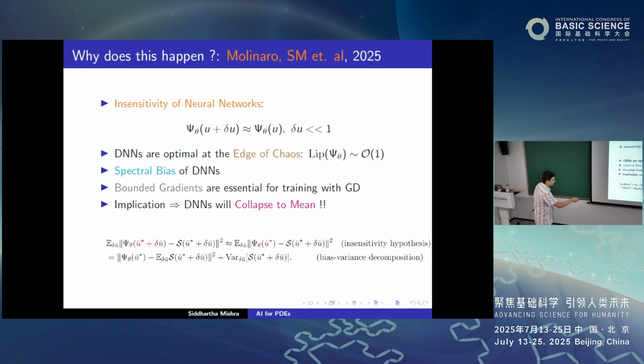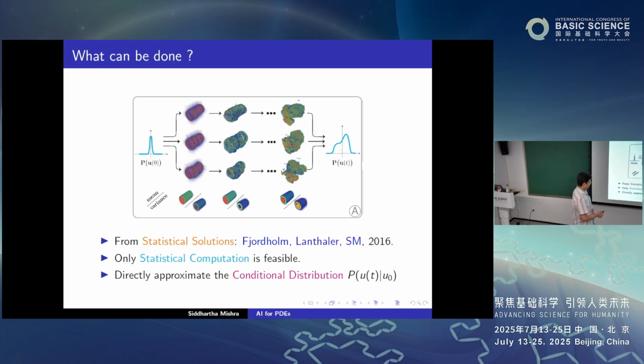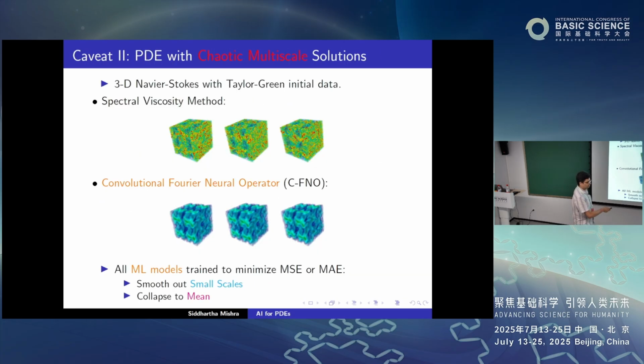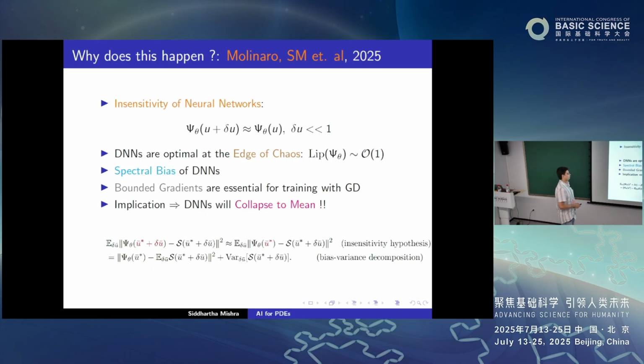So what does this mathematical analysis tell us? If you have a chaotic system that you're trying to approximate, then the neural network will always regress or collapse to the mean. This is what is going on, right? So there's a clear mathematical explanation of what is observed empirically. But is there any hope here? Because after all, there are many PDEs which have chaotic solutions, right? So we need to approximate them.